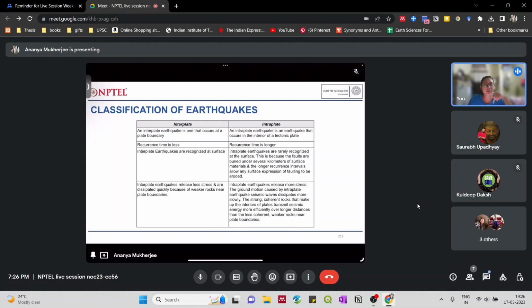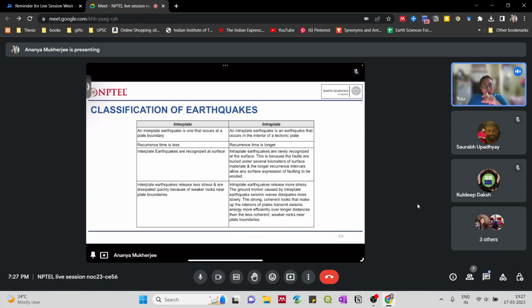For interplate earthquakes, the recurrence time is less. Why? Because this area is already active, right? The collision or subduction is happening at that place, so it is seismically very active, and the frequency of earthquakes is high. But in intraplate regions the recurrence time is longer, so the interval between two seismic events is going to be very long.